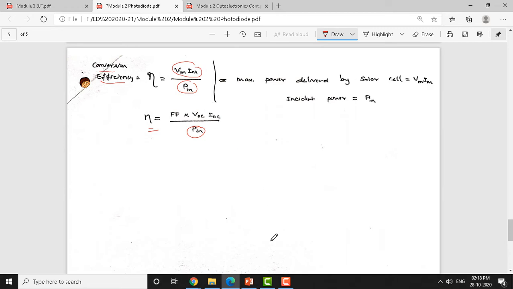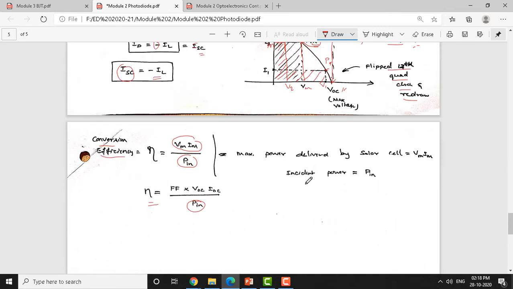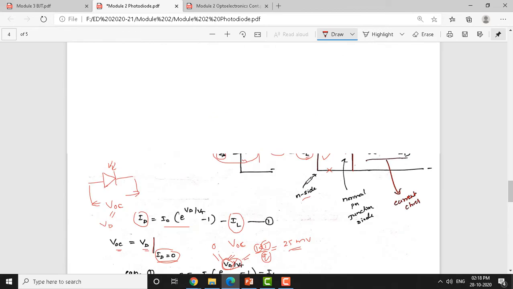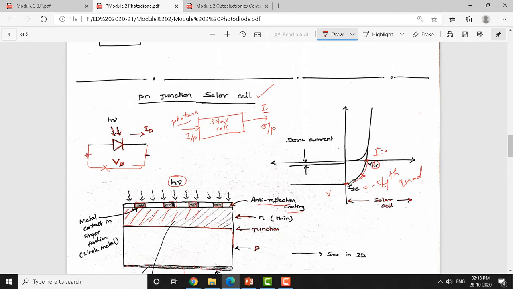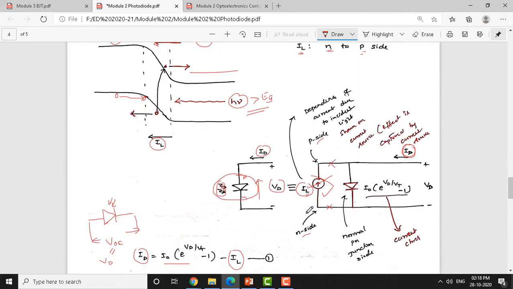Some doubt, sir. Yeah, go ahead please. Sir, due to the incident photons, a reverse current is produced, no, sir? Come again. Due to the incident photons, yes. So the net current will be less, no, sir? Then how is it an efficient solar cell? So, you are saying forward bias or reverse bias? Not this, sir. In the next slide, you explained one point. Which one? This one only. Okay, IL and ID. Yeah, yeah. This one, sir. The net current will be small, no, sir?